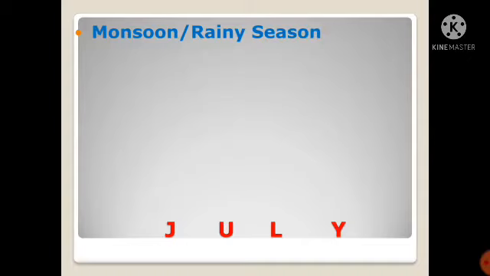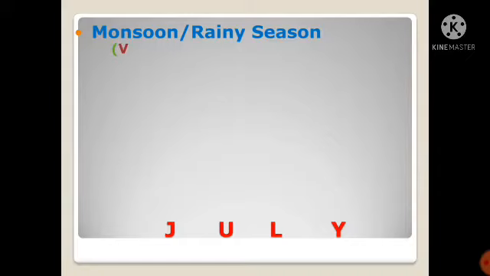M-O-N-S-O-O-N. Rainy. R-A-I-N-Y. Rainy season. S-E-A-S-O-N. Season. So what is the other name for monsoon? Varsha Ritu. That is the Hindi version of it, right? And in English, what do we call it? Rainy season. It starts with which month? July. Say the whole sentence. Monsoon starts with July.